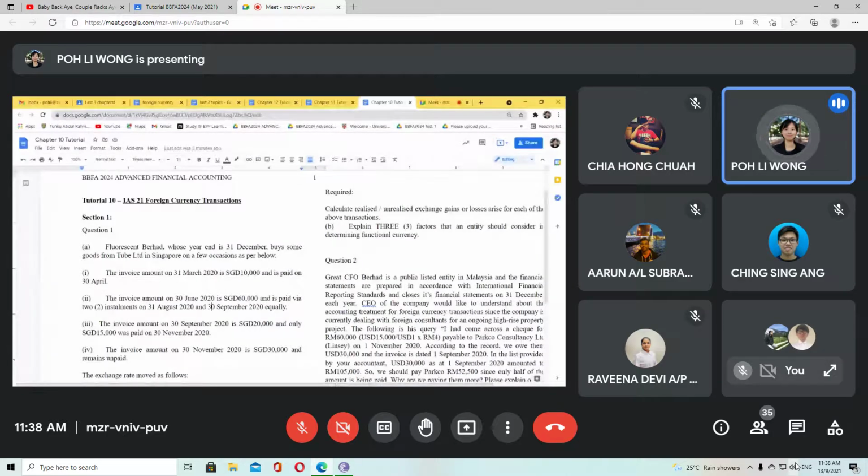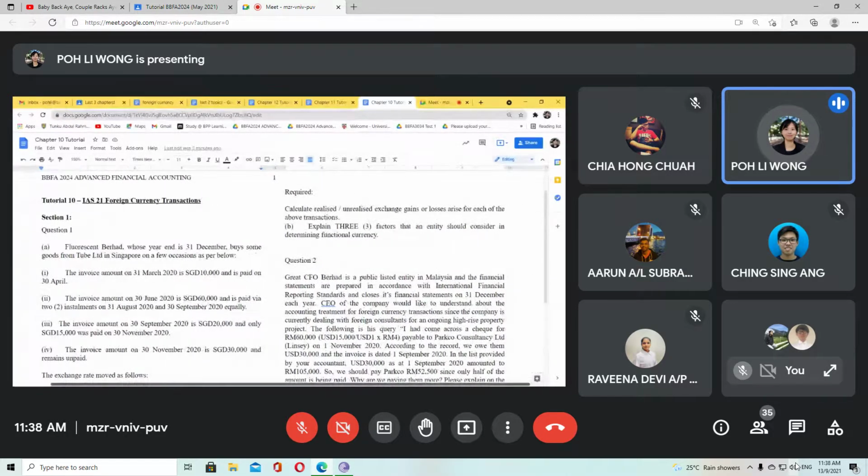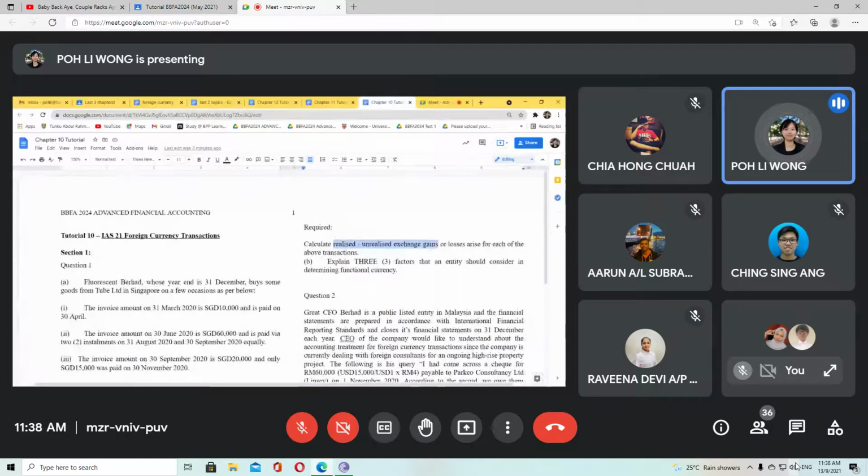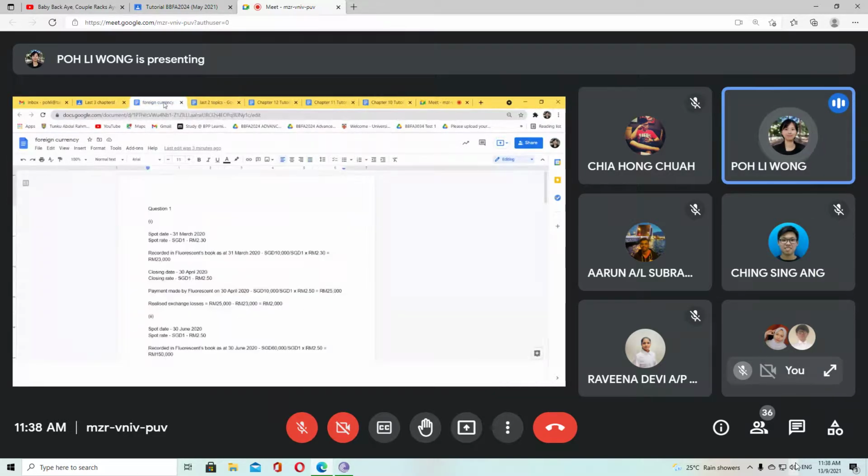So this is the exchange rate. Okay, so you are required to calculate the realized or unrealized exchange gains or losses arising from each of the above transactions and to explain 3 factors that an entity should consider in determining functional currencies. Okay, so this is the first question. They want you to calculate realized and unrealized exchange gain or losses. So under what circumstances it is realized, under what circumstances it is unrealized.